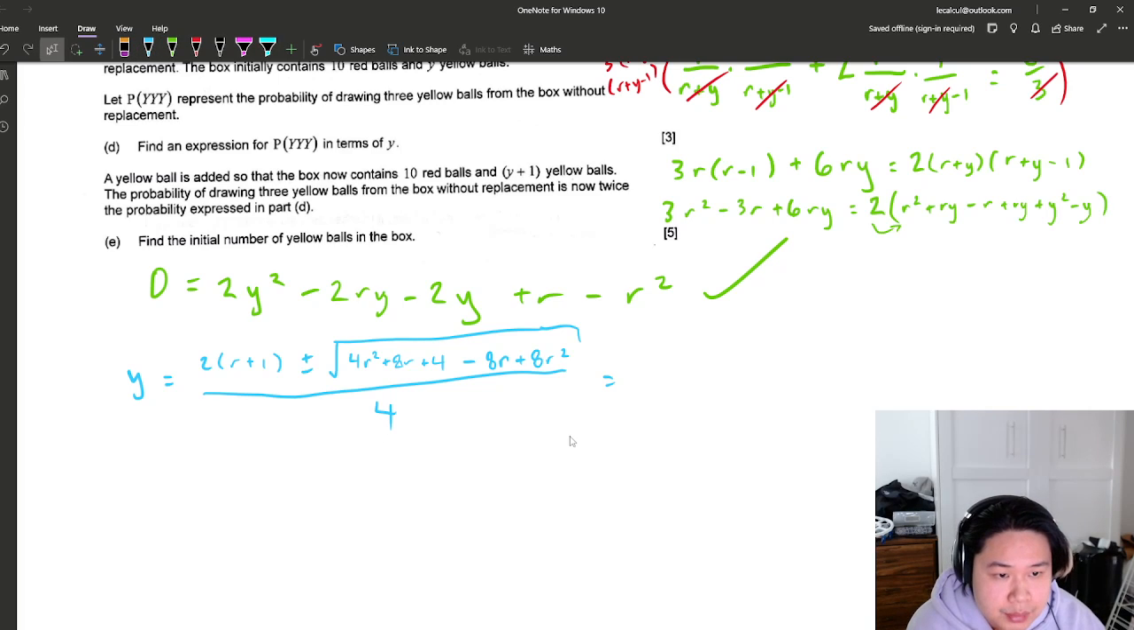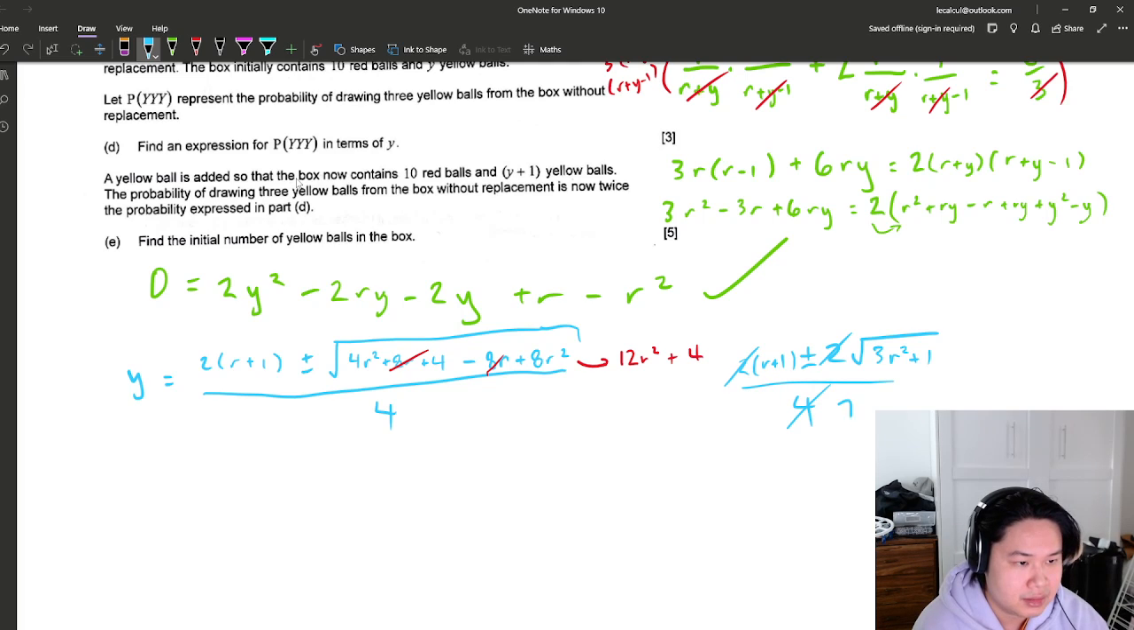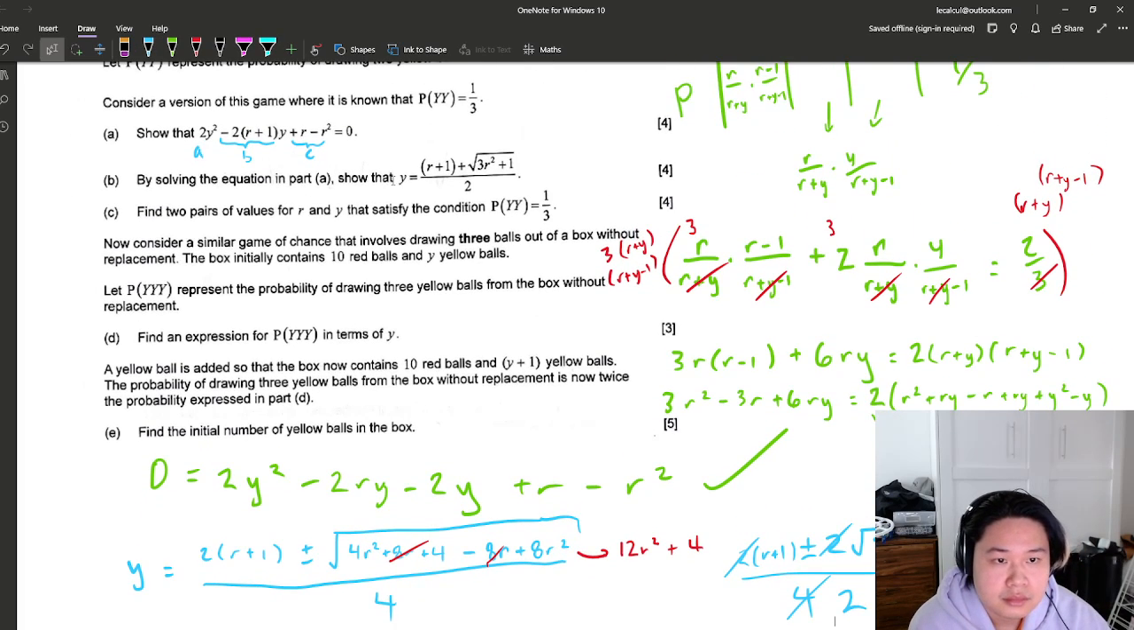Okay, let me simplify the square root part. So this part is going to become 12 r squared plus 4. Okay, that's nice. And then we can factor out the 4, and when you square root it, you get the 2 on the outside, and then you're left with 3r squared plus 1, which I think is part of it, plus or minus 2r plus 1 over 4, and then these will reduce. Yeah, and then you're basically done.